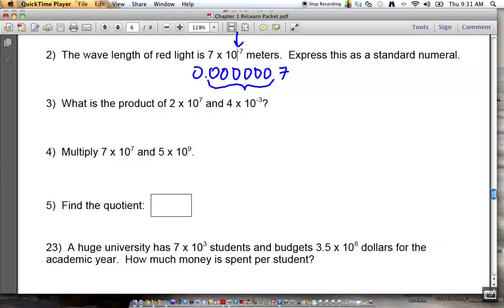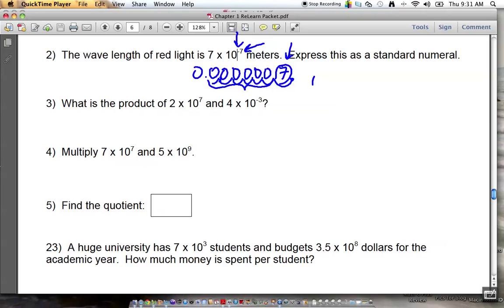The 7 is the 7th place. In other words, this 7 here, you have to move 7 places because the exponent's negative 7. This number 7 at the end here is the 7th place. I'm just going to count places here. Ready? 1, 2, 3, 4, 5, 6, 7.